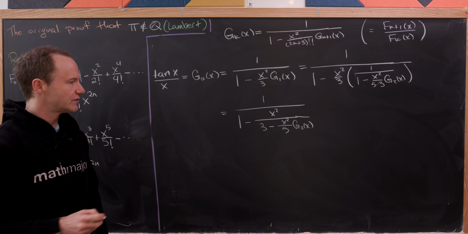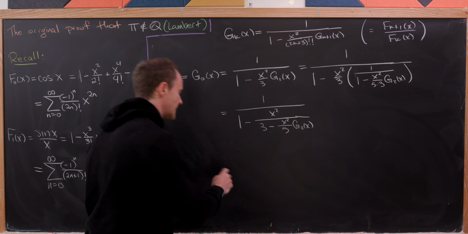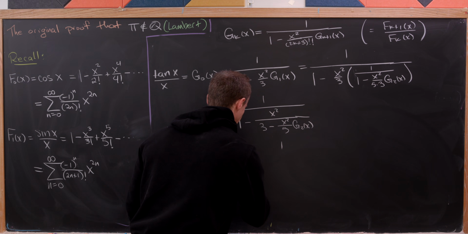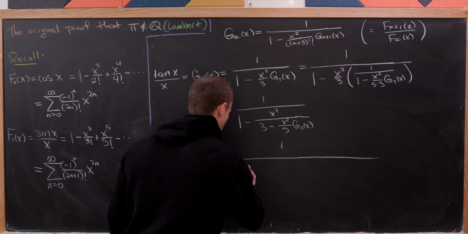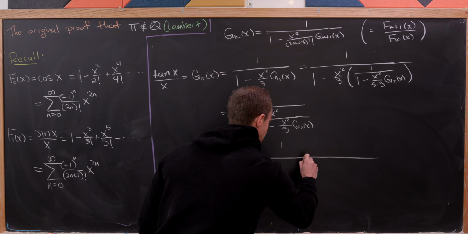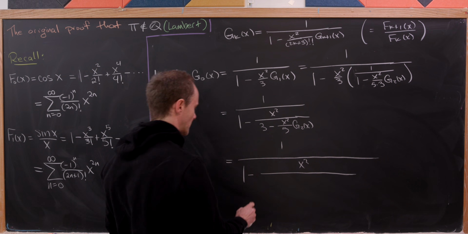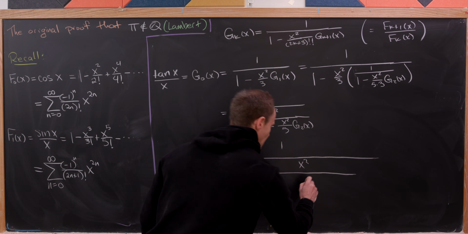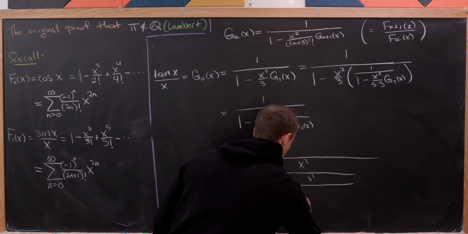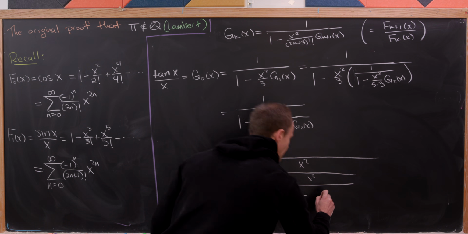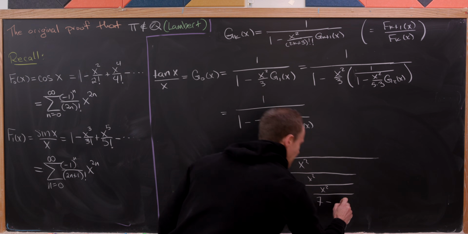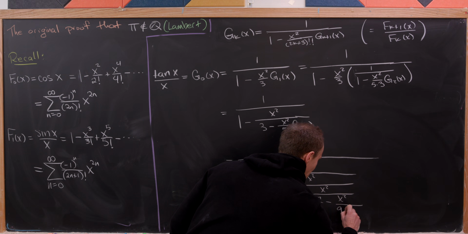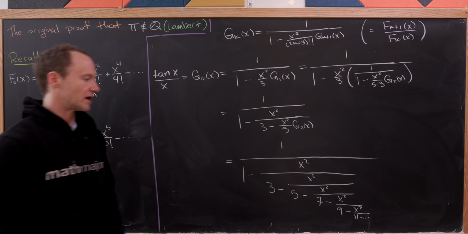But now I can continue this process on and on and on, and I come up with this nice continued fraction. So let's see, I'll write it for a while. So we have 1 over 1 minus, and then this is going to be x squared over 3 minus, and then this is going to be x squared over 5 minus, and then this is going to be x squared over 7 minus, and then this will be x squared over 9 minus, x squared over 11 minus, and then so on and so forth.